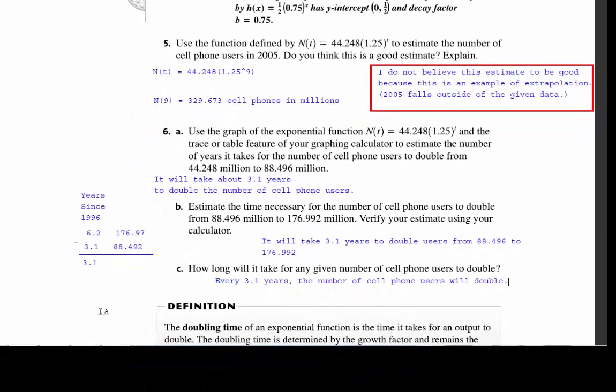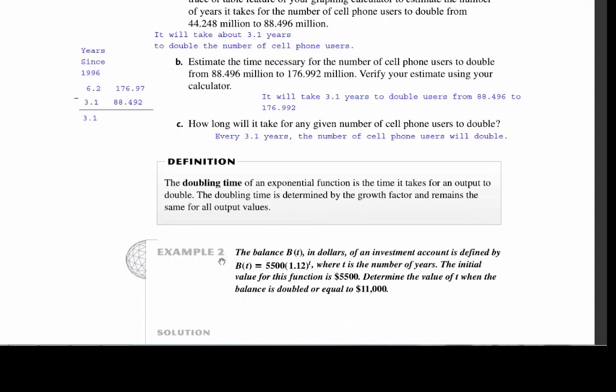And then we're given a definition down here. It just says doubling time of an exponential function is the time it takes for an output to double. The doubling time is determined by the growth factor and remains the same for all output values.